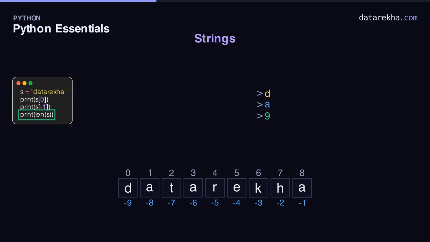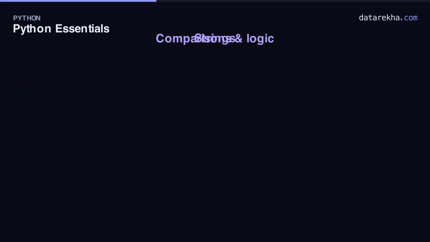And len(s) is 9, the count of characters. Concatenation, f-strings, indexing, length. You'll reach for these constantly.